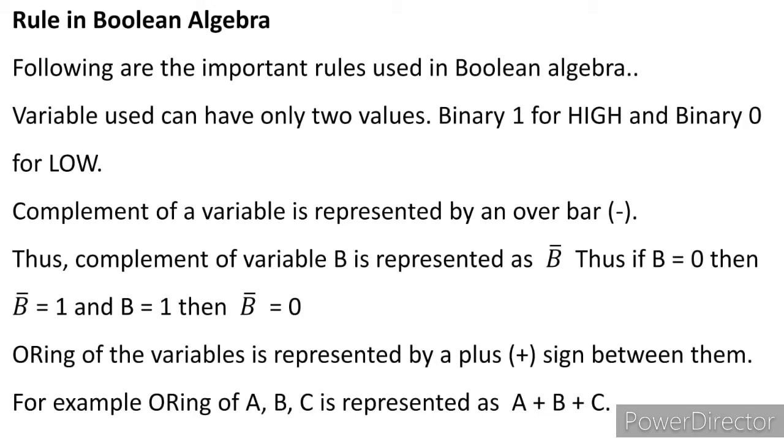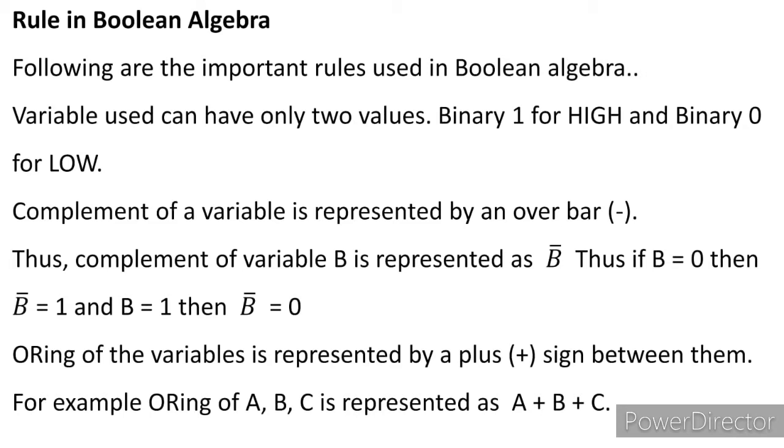Variables used can have only two values: binary 1 for high and 0 for low. The complement of a variable is represented by an over bar. Thus, the complement of variable B is represented as B bar. If B is 0, then B bar is 1, and if B is 1, then B bar will be 0.